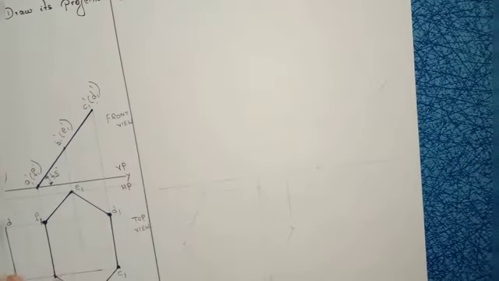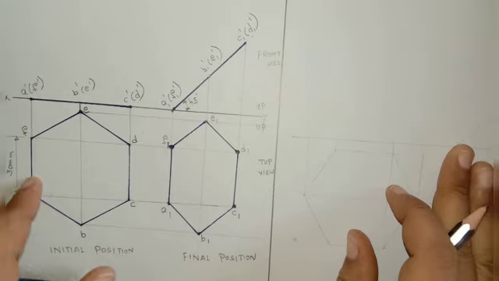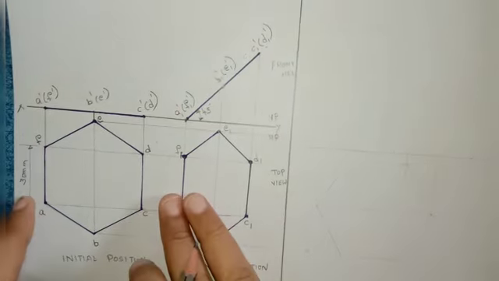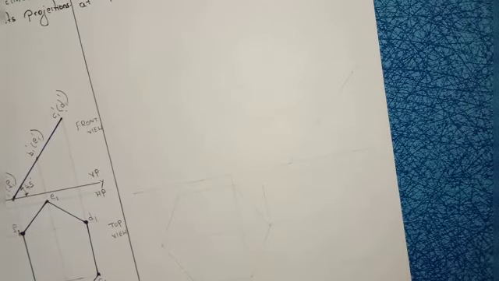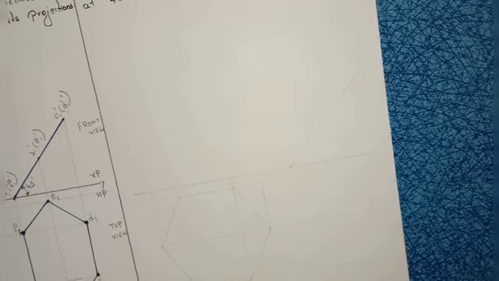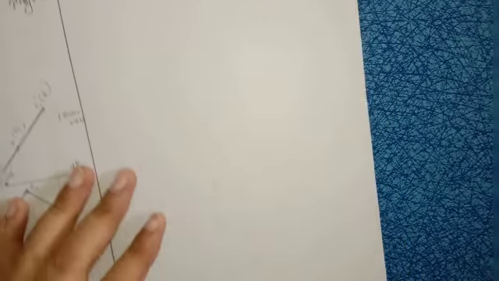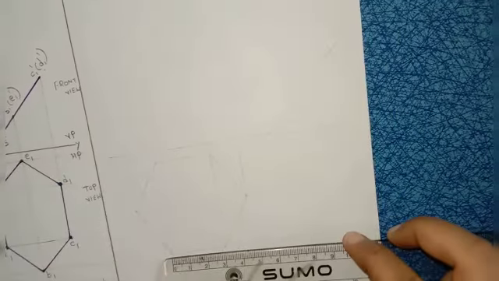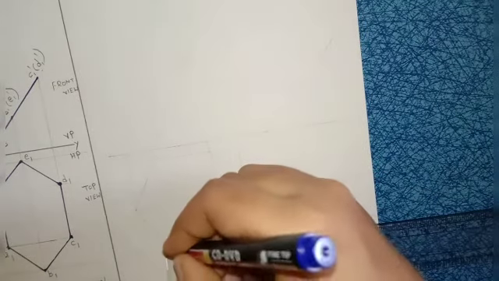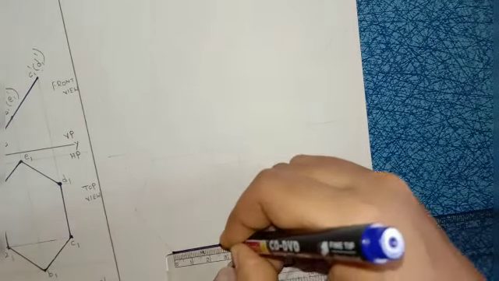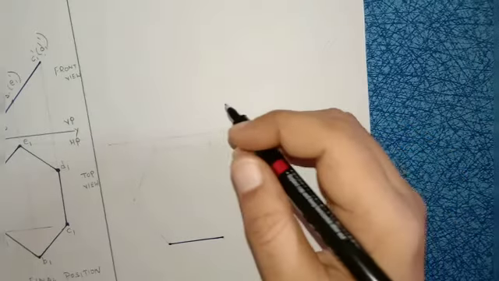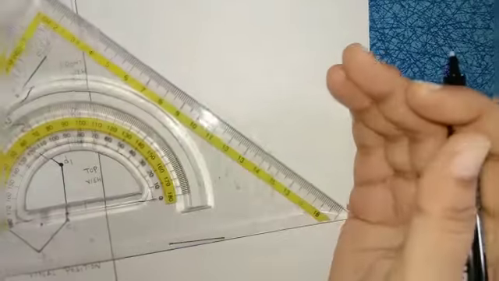So how to construct this one? See, here edge is on HP. If we turn this one, here we will get corner on HP. So how we have to construct this one? First, construct the hexagon. Length of the hexagon is 30 mm. So first draw base 30 mm. Then after that keep your protractor on this line.